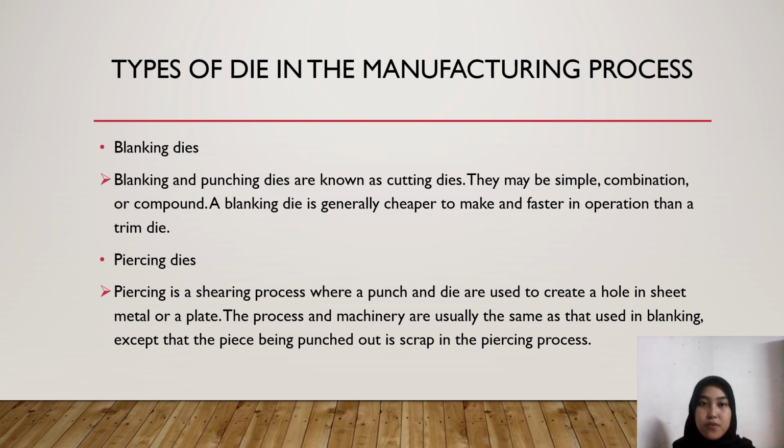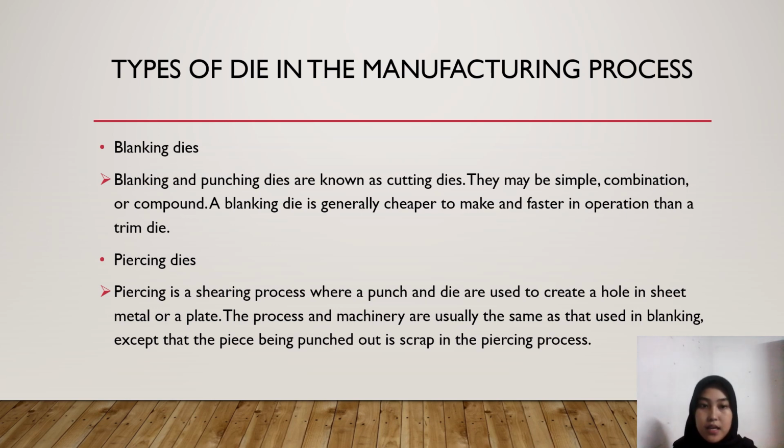This is the type of die in the manufacturing process. First is blanking dies. Blanking and punching dies are known as cutting dies. They may be simple, combination, or compound. A blanking die is generally cheaper to make and faster in operation than a trim die.